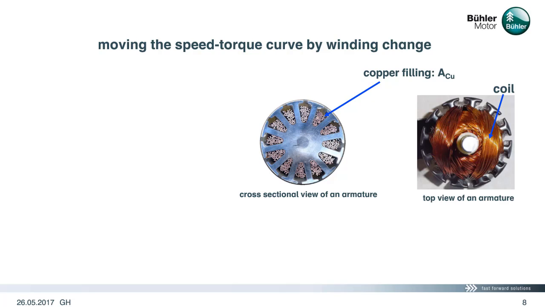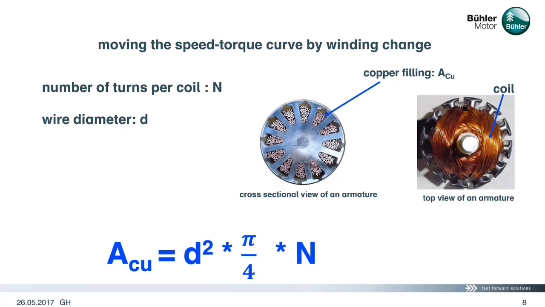The cross-sectional area the copper wires are covering is called copper filling A sub Cu. A sub Cu can be calculated by the number of turns per coil N and the wire diameter D with the following formula. A sub Cu is D square times pi divided by 4 multiplied by the number of turns N. For each basic motor, this factor A sub Cu is to be considered as a constant. It is a maximum value, as for space reasons there cannot be more copper applied. Less would be possible, but does not make sense, as the motor would become weaker and less efficient.